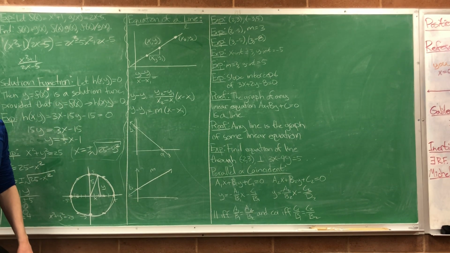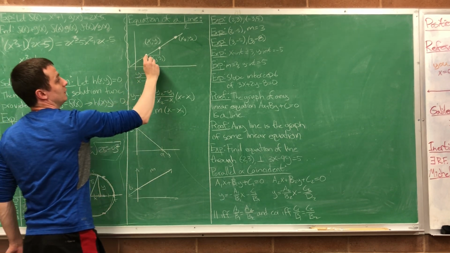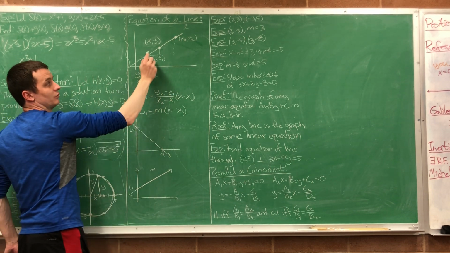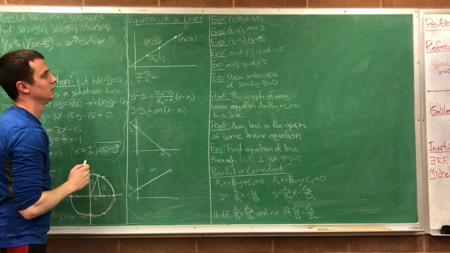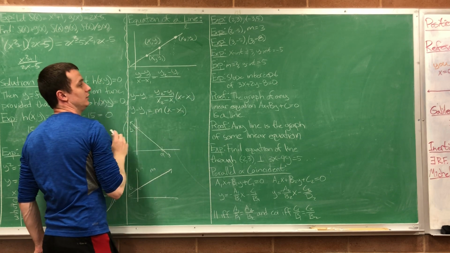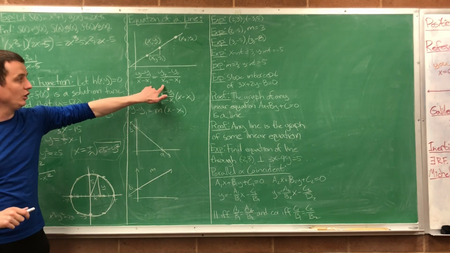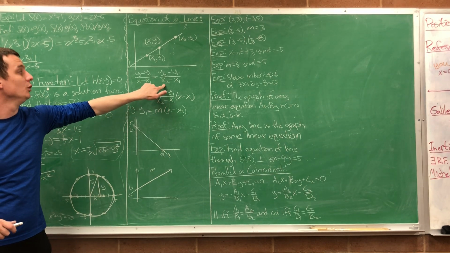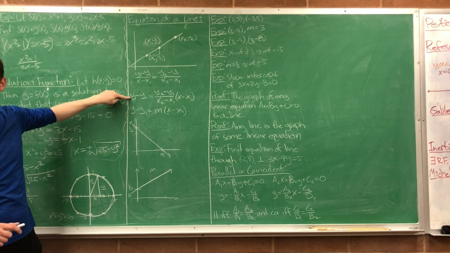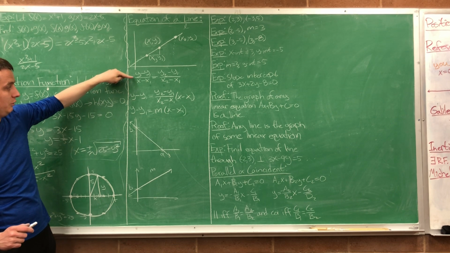So what is the slope between this point and this point? Now we're looking at this triangle going from here to here. What's the rise? Y2 minus y1, over x2 minus x1. So I know that those ratios are equal. Now I'm just going to multiply both sides by x minus x1 to go from here to here.